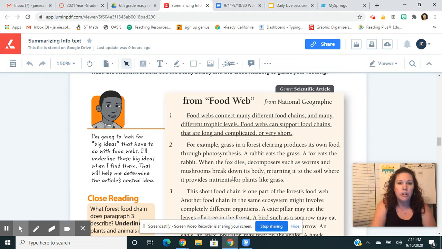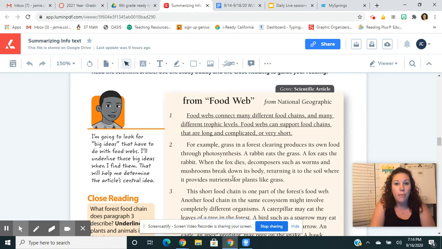Because remember, we talked about our first week of doing a 3-read protocol. A 3-read protocol means that we're going to read the first one just to get a basic idea of what the passage or article is about. The second time, we're going to read for understanding, and the third time, we're going to read for comprehension, specifically to the questions that are being asked of us.